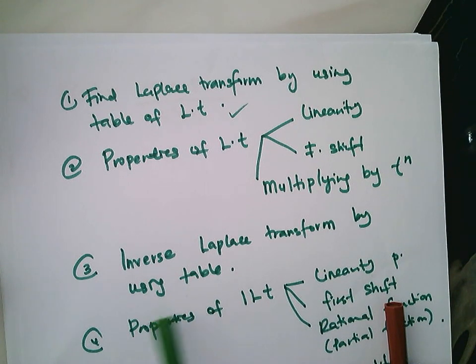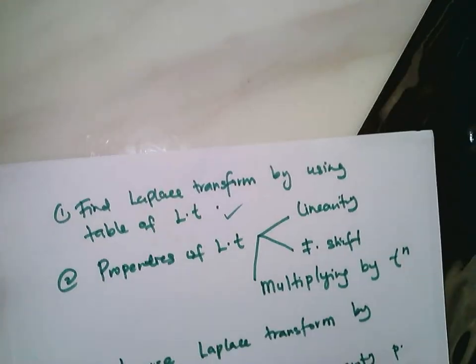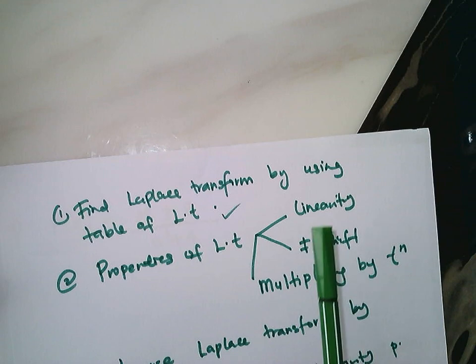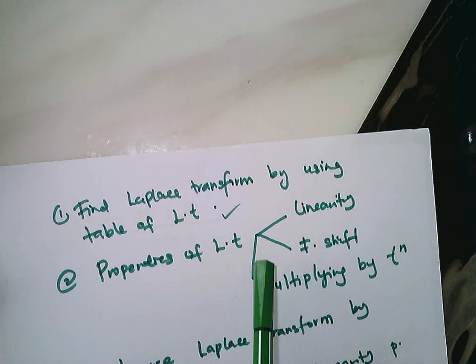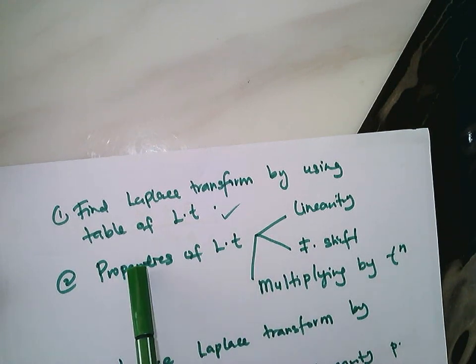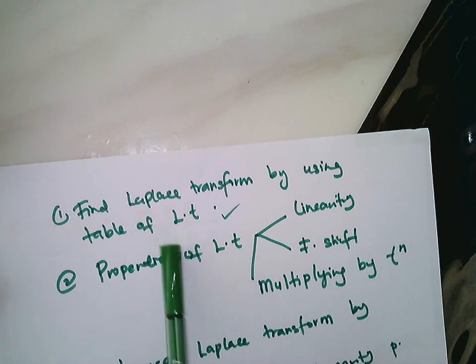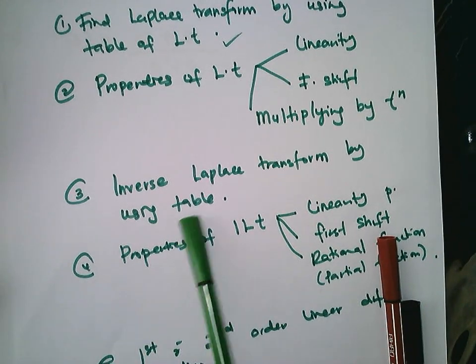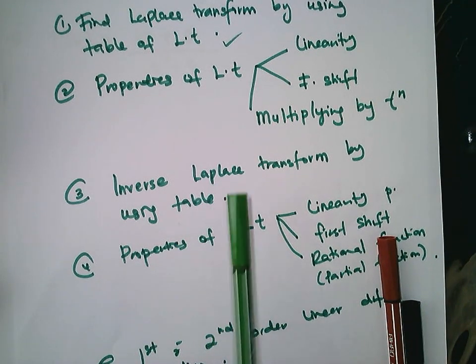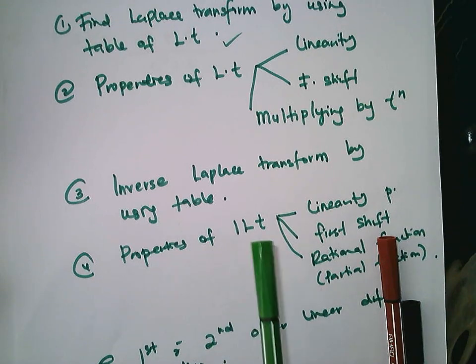Just the same as before, when we deal with properties of Laplace transform, remember you have three properties: linearity, first shift, and multiplying by t^n. When are you going to use the properties? When you cannot find the Laplace transform directly by using the table. The same goes for this one. If you cannot find the inverse of the Laplace transform directly by using the table, then you need to apply properties of inverse Laplace transform.